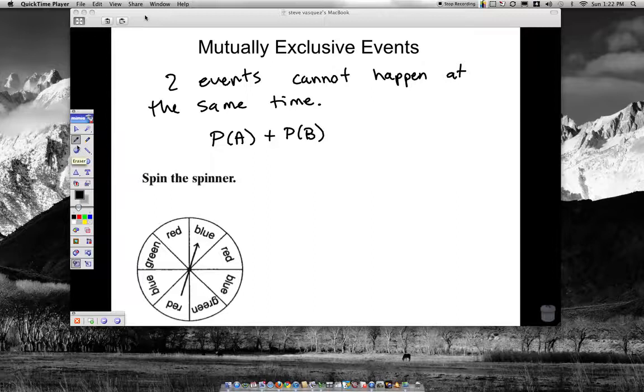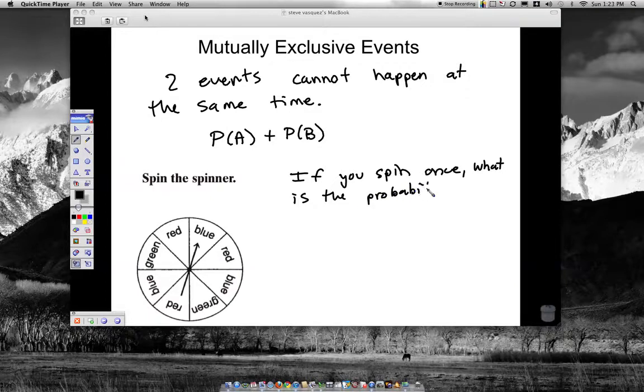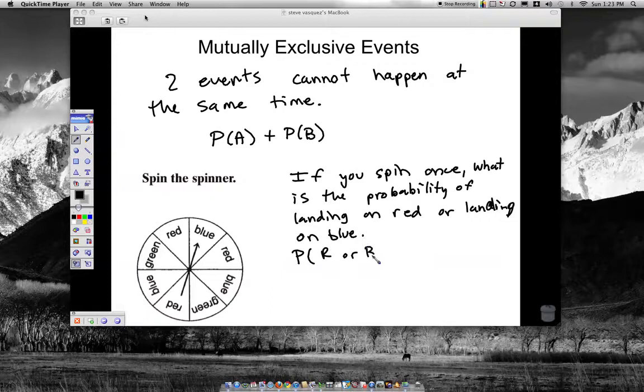So to take a look with the spinner example that's down below, if you spin once, what is the probability of landing on red or landing on blue? So I have P of red or blue.